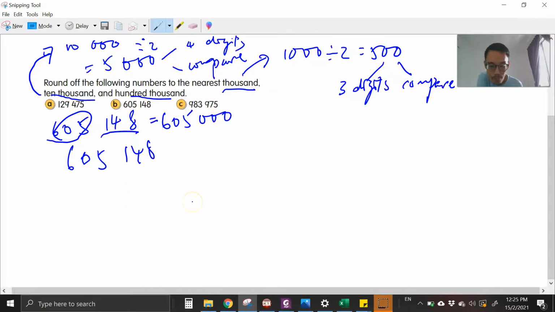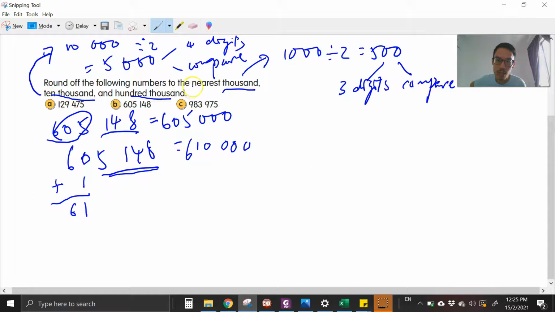Underline the last 4 digits, right? Compare it with 5,000. Is it bigger or smaller? Now 5148 is bigger than 5,000. So when it is bigger, you need to plus 1. The front numbers, 60 plus 1, 61. So you write 61 first. And then the last 4 numbers change to zeros. So your answer, 610,000.